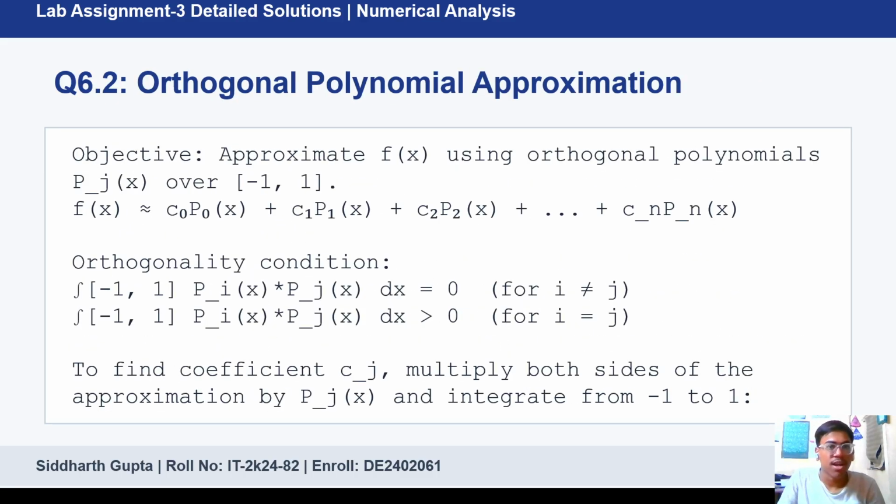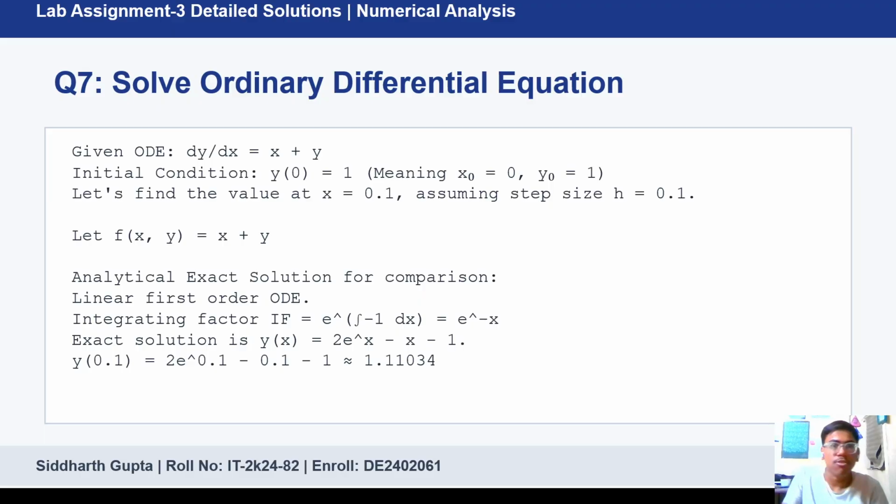Now coming to the last part, that is ordinary differential equation. We have been given an ordinary differential equation, dy by dx equal to x plus y, with initial condition y0 equal to 1, meaning x0 is 0 and y0 is 1. So x0 and y0 are given, and dy by dx is given. We need to find the value at x equal to 0.1, with step size h equal to 0.1.